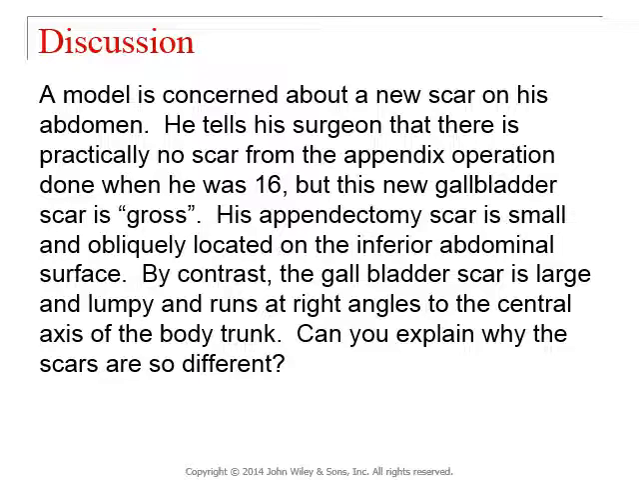So very simply, now this gentleman here, again, this is hypothetical. The appendectomy scar is small and obliquely located in the inferior abdominal surface. So remember we talked about the different planes. Oblique means anything that's going to be diagonal or not at 90 degrees to either the sagittal, the coronal, or the transverse planes. By contrast, he had a gallbladder scar, and you know the gallbladder is on the right side of the body, and it runs at right angles to the central axis of the body trunk. So very simply, if the axis of the body trunk is more mid-sagittal, then his is going to be more in the transverse plane.